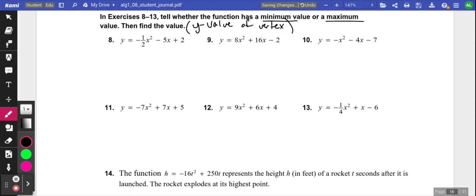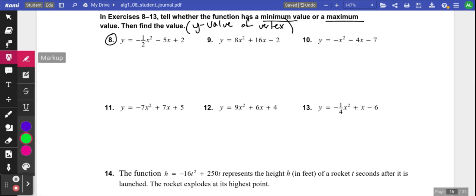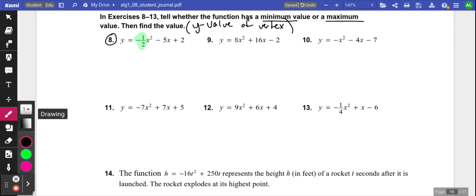Let's start here with number 8. We see we have a negative a value. That's the only thing we need to look at. You don't care about b or c. You only care about your a value. So we know that faces down, which means we have a highest point. We have a max. We can just say max and min, I know what you mean. We have a maximum value. Now I have to do the math to find out what it is. I'm going to zoom way in so I have more space.